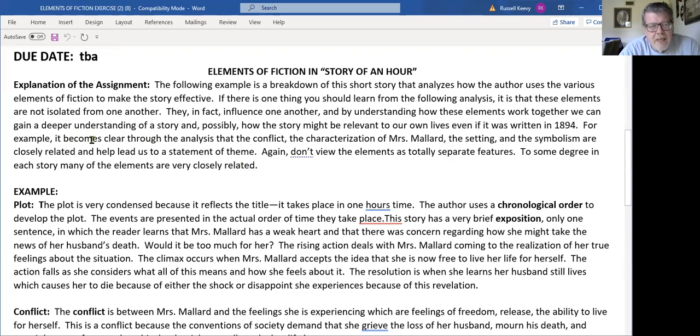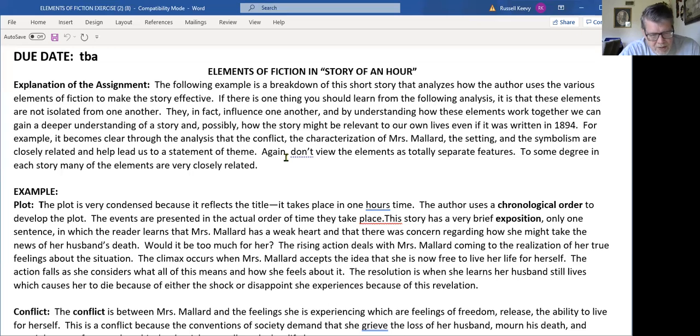So as you read through the example below here, it becomes clear that conflict, the characterization of Mrs. Millard, setting, and symbolism are all closely related to help lead us to a statement of theme. Okay, so when we think of theme, what I think of is it's like a thesis statement. It's not the story of an hour is about fill in the blank. Just don't ever say the theme is what something's about. That's more plot related. Theme is that big idea, that central idea that the writer's trying to get to. All right, and we'll see an example of this as we go through.